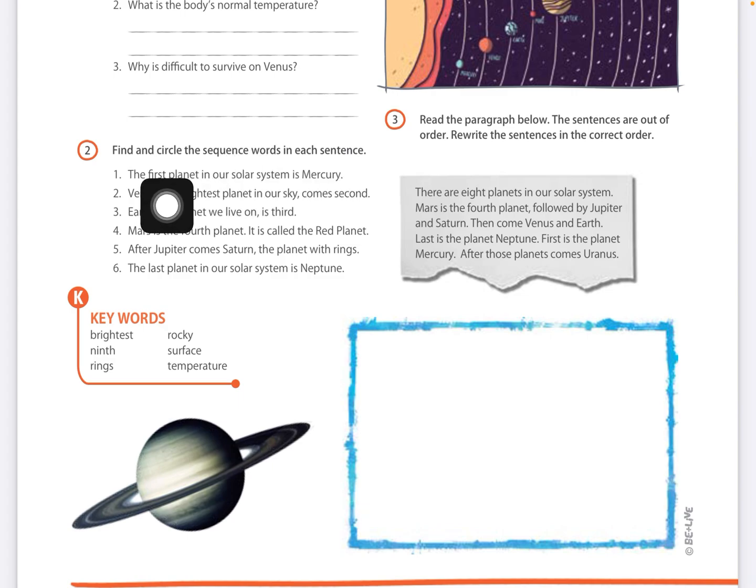For example, just one example in the first one. The first planet in our solar system is Mercury. So the sequence word is first. So tell me which one is the sequence word here and then.